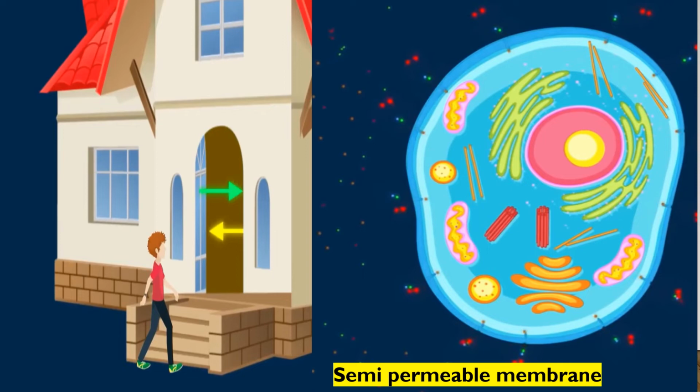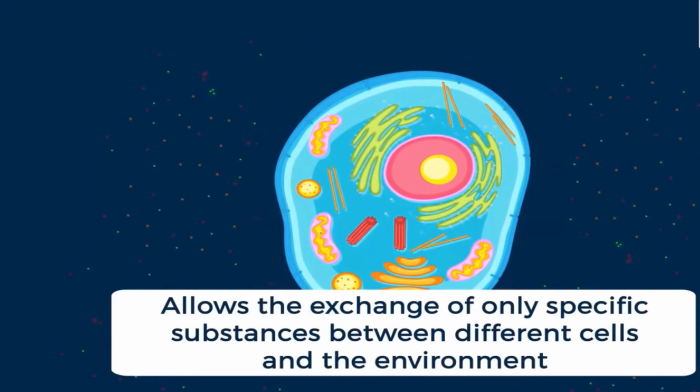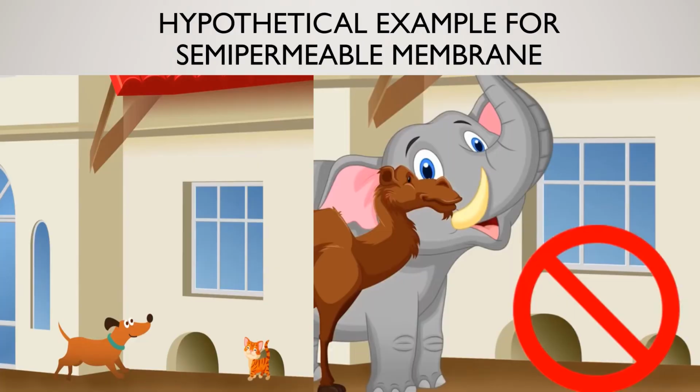So next function is that it is semi-permeable. Plasma membrane allows the exchange of only specific substance between differentiated cells and the environment. Means selected material can go inside and other cannot. Specific material means toxic substance cannot enter inside the cell, because if toxic substance enter into the cell, then cell will die. Here is one more example ताकि आपको अच्छे से समझ में आए.